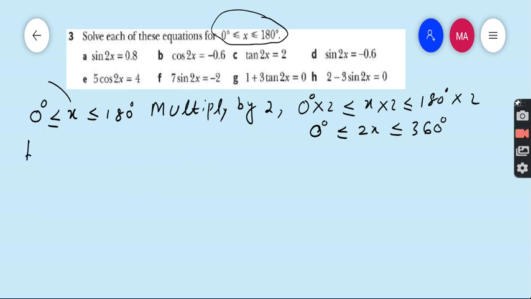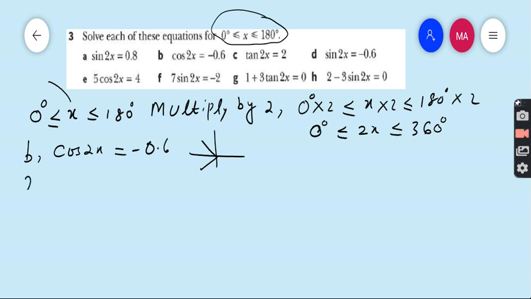Part B is cos 2x is equals to minus 0.6, and you know cos is negative in second and in third quadrant. You must remember where the given values of the trigonometric function lies. If you don't remember, you will be unable to find the correct solution.